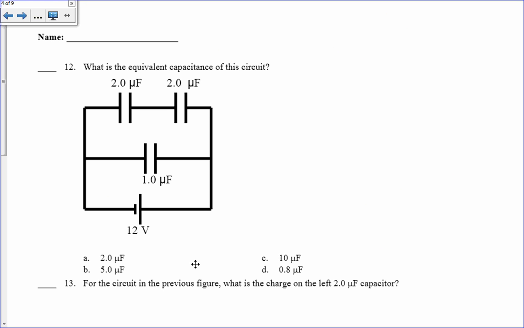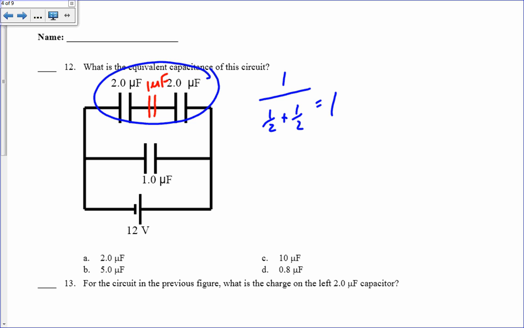What is the equivalent capacitance of this circuit? All right, I want to do these two first. 1 over a half plus a half is equal to 1. So I can replace these two with a 1 microfarad capacitor, which I'll then combine with this 1 microfarad. 1 plus 1 equals 2. So the answer is A for number 12.